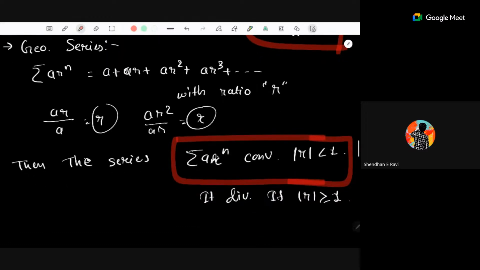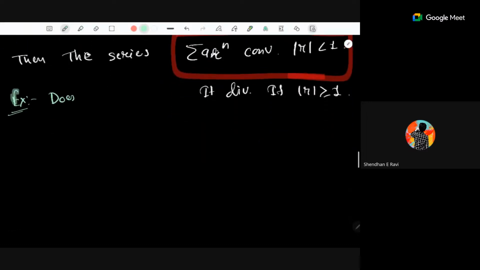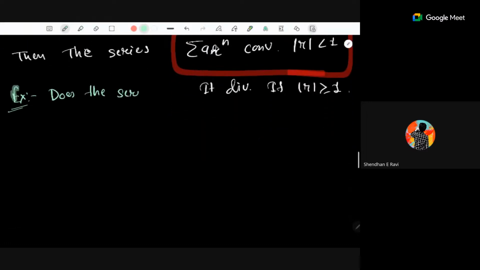Let's take one example with a geometric series. Suppose I ask you, does the series summation 1 by 2 to the power n converge or diverge? Let me see what you think about this question. Just answer in the chat, yes or no. This series converges? If it converges, write yes. If it diverges, write no.